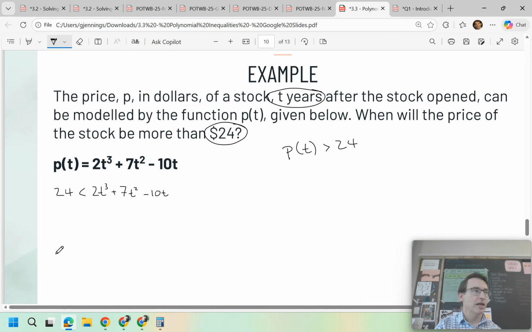Okay, my next step. Yeah, 0 has got to be less than the price of the stock: t cubed plus 7t squared, that sounds like 70 squared, which would be 4,900, minus 10t minus 24. We subtract 24 from both sides. Do my alligators need to change direction? No, I was just subtracting from both sides. That's totally cool. It's only when I divide or multiply by a negative that I need to flip my alligators.